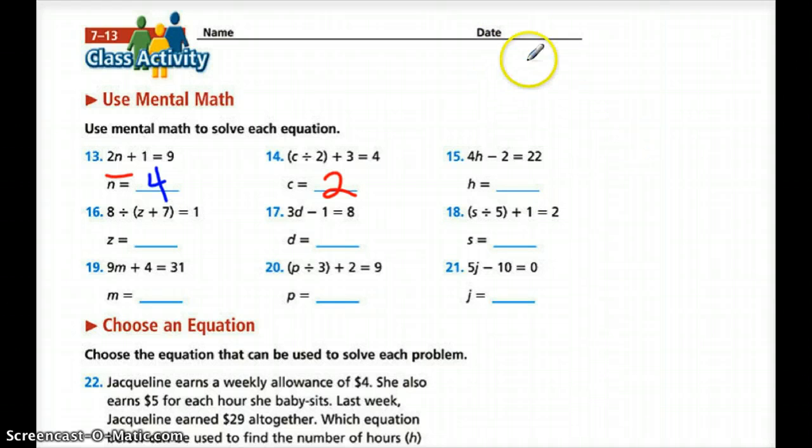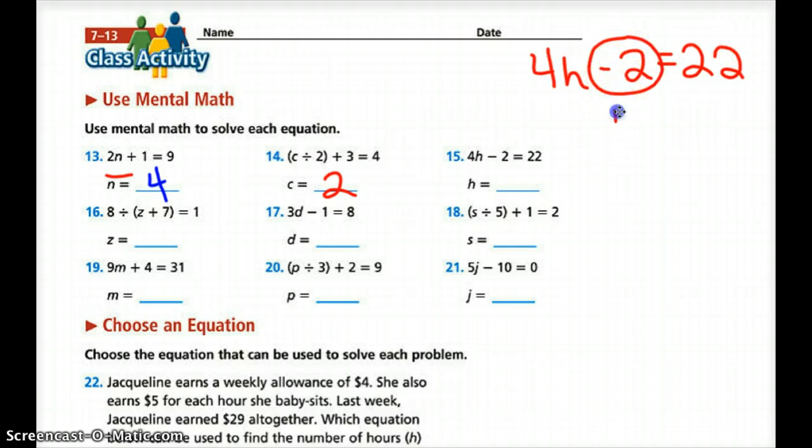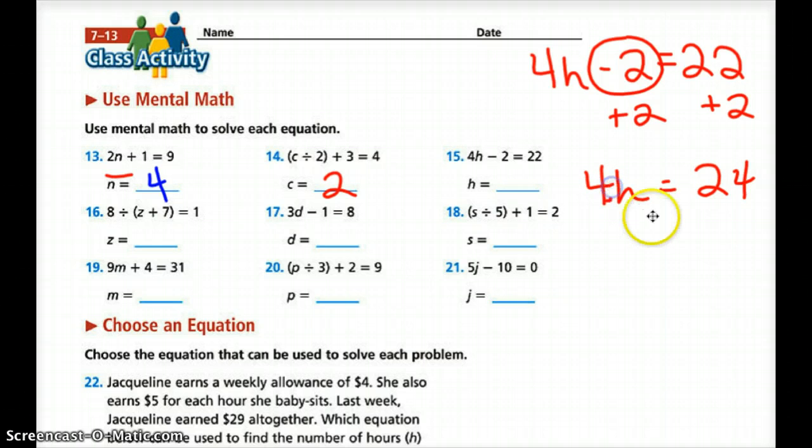Okay, let's try one more. We have 4h minus 2 equals 22. Opposite of subtracting is to add 2. Add 2. I have 24. So I have 4h equals 24. Again, there's an invisible multiplying sign, so now I'm going to divide by 4. Divide by 4. So I have h equals 24 divided by 4, which is 6.